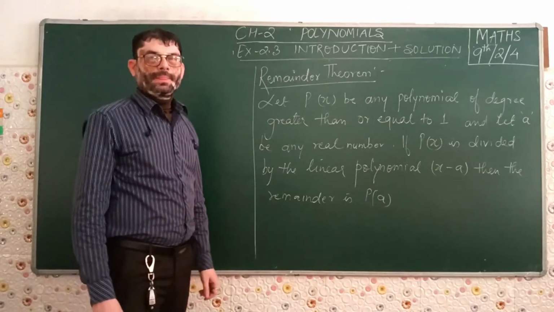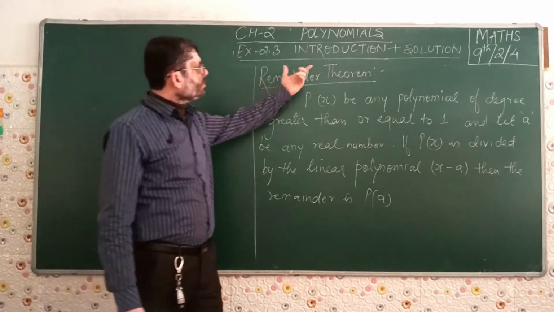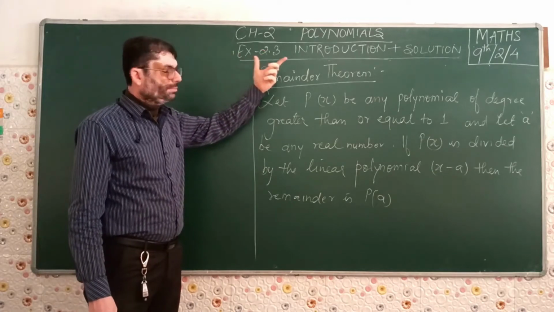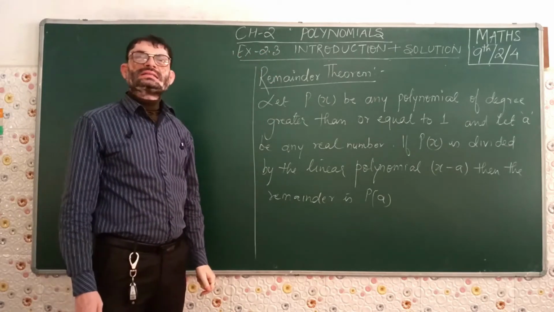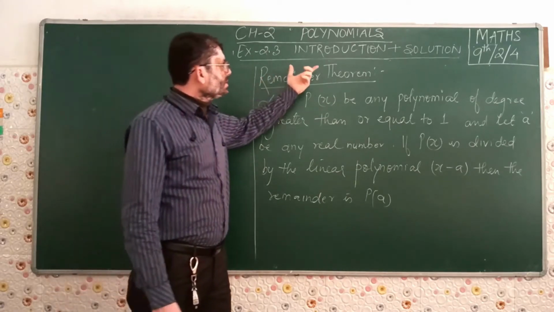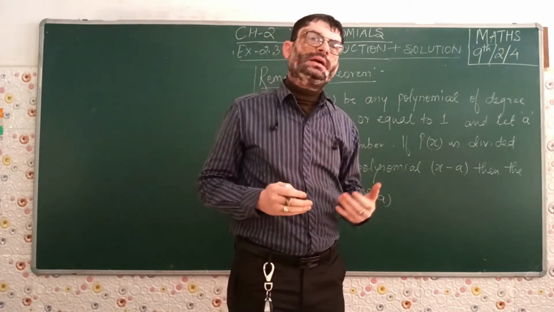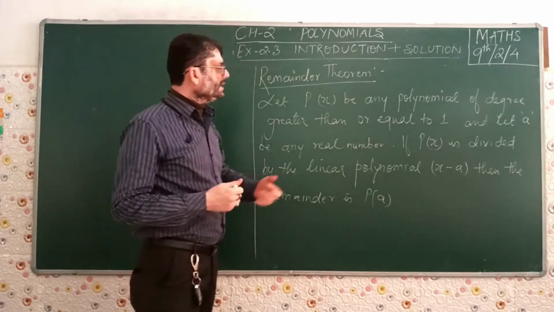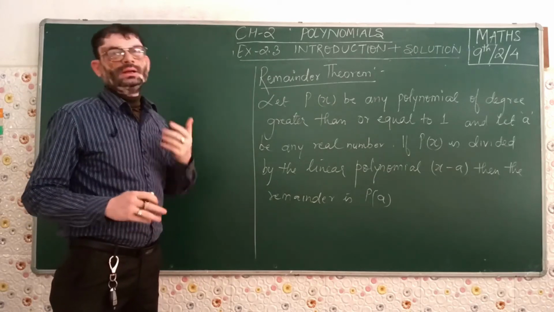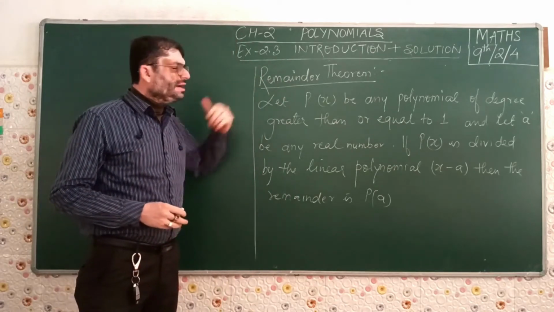Hello students, in this session we will be continuing with the introduction and solution of exercise 2.3 of chapter 2 polynomials from class 9 NCERT mathematics. In the previous section of the introduction we have learned how to divide a polynomial by a polynomial. And in this session, we will be moving further with the introduction part, that is what is remainder theorem, and then we will be dealing with the solution of exercise 2.3. Remainder theorem.